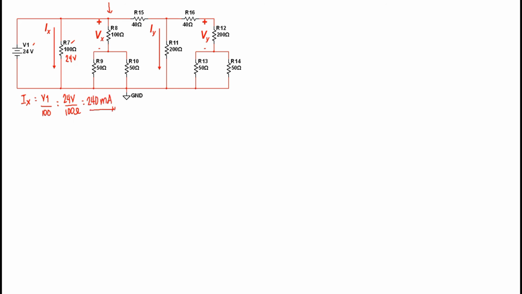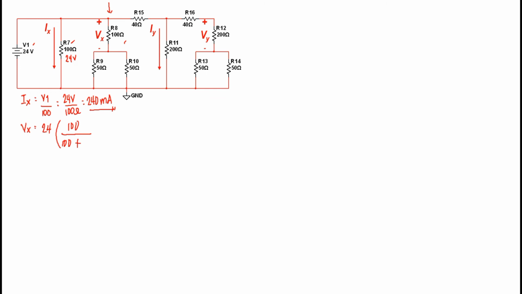Okay, now to find the Vx, we can just use voltage divider since this whole branch, the R8, R9, and R10, is in parallel with the source, so the total voltage here is 24 volts. So Vx is equal to 24 multiplied by 100 divided by 100 plus the parallel combination of R9 and R10.